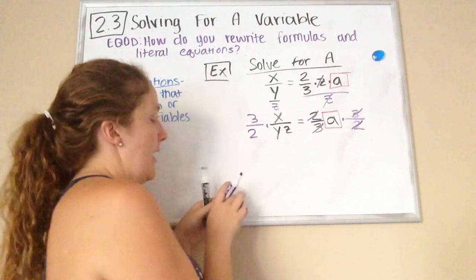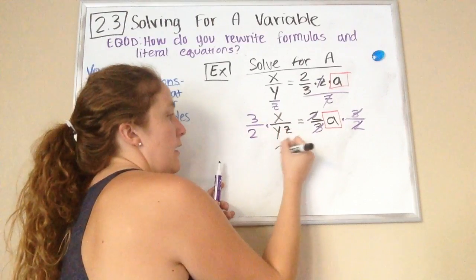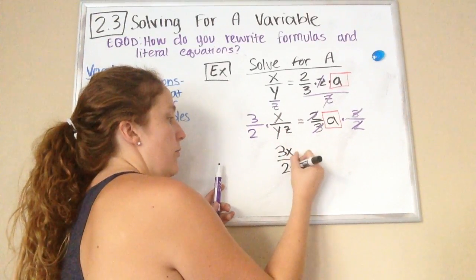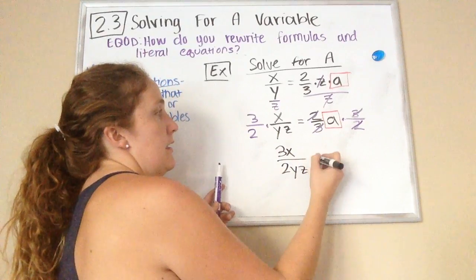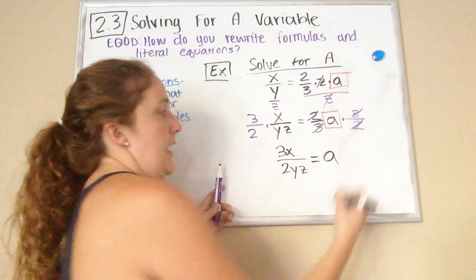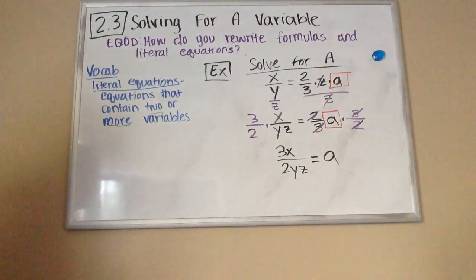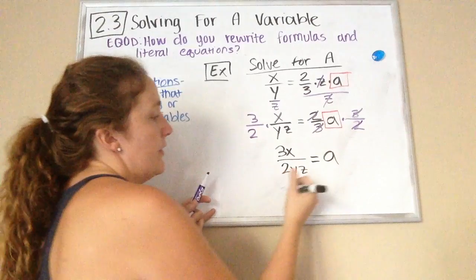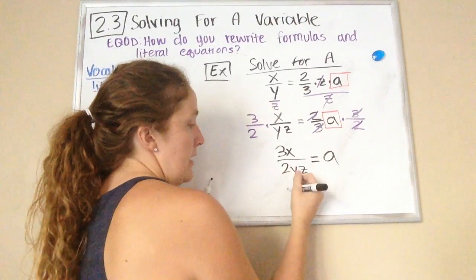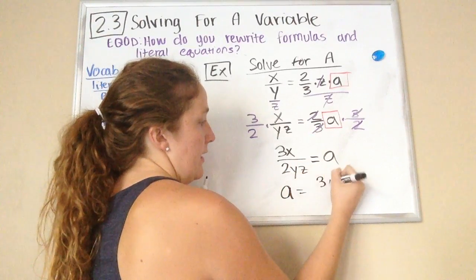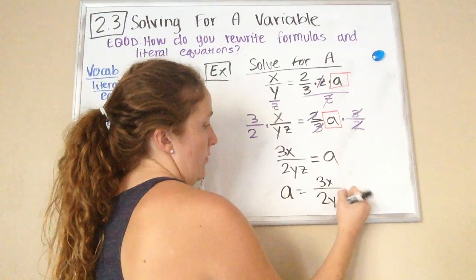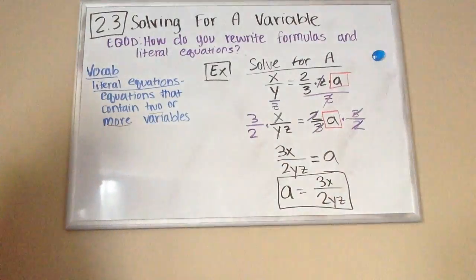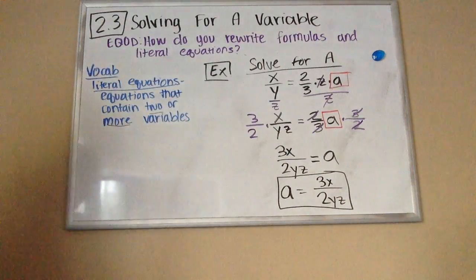And if we look at this fraction, 3 times x, 3x. 2 times yz, 2yz, is equal to A. Now remember, typically you write the alone variable on the left-hand side, so we are going to flip it. You can do that with equal signs. A is equal to 3x over 2yz. And there we get our equation there.